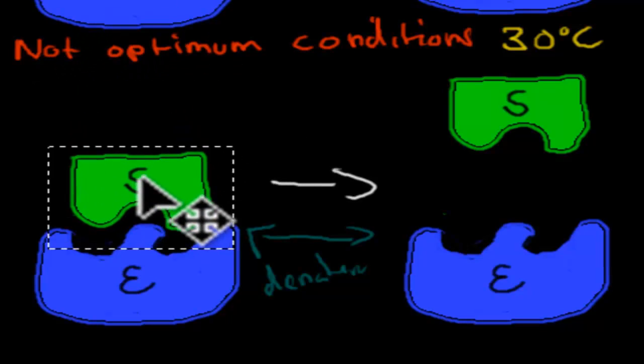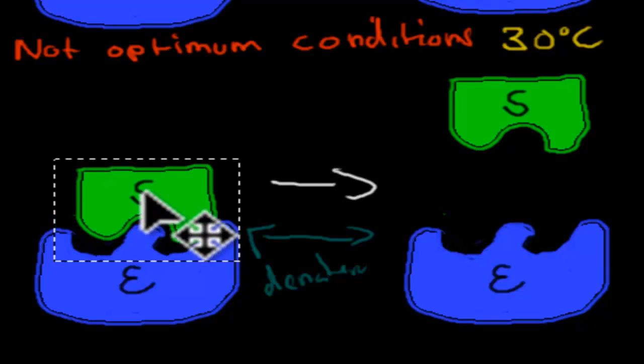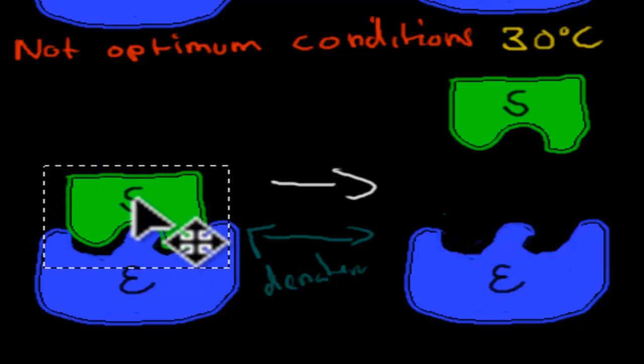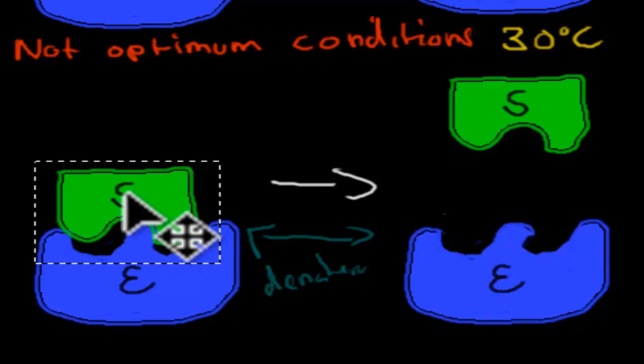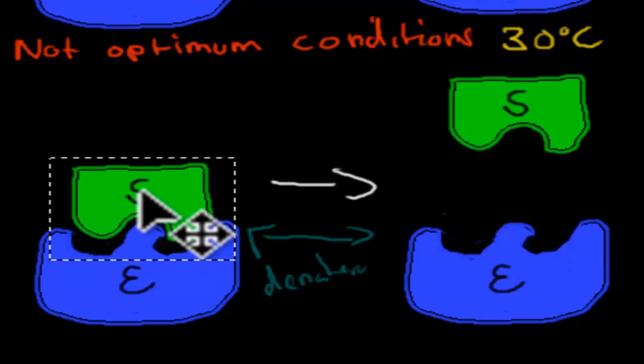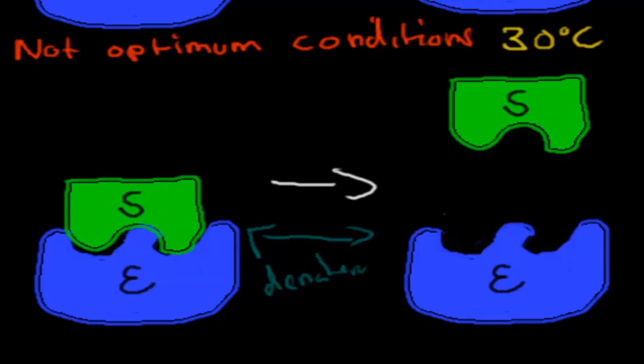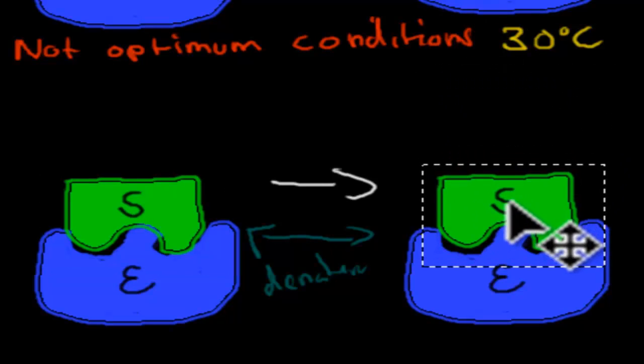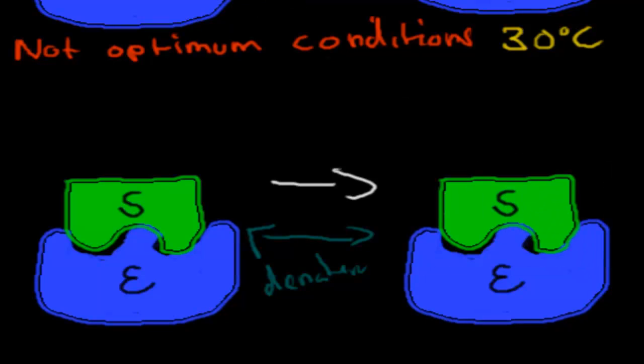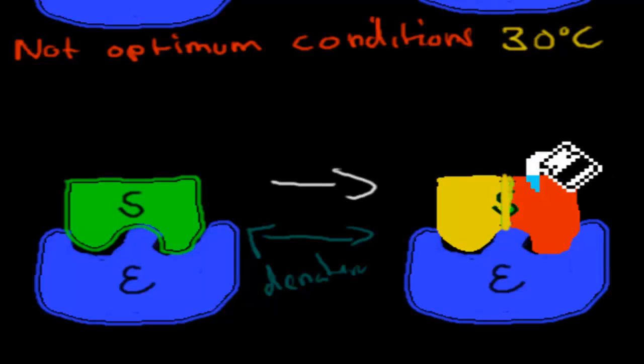Because it's not that perfect shape, you'll have to actually try to find that perfect fit, and that will take a lot longer, which is why its speed of reaction is a lot shorter. It takes a lot longer to happen because it can't fit properly. And once it does fit, it will also break into two as the other one did. But it just takes a lot longer. It's not as fast as it was with the optimum conditions. So again, I'll show you how it breaks into two. But when it comes to not optimum conditions, that just means it took a lot longer to happen as opposed to your optimum conditions.